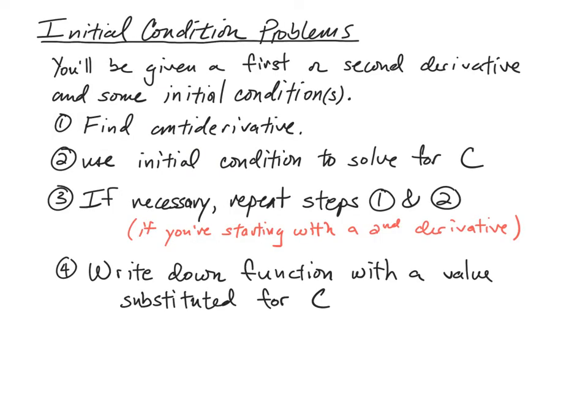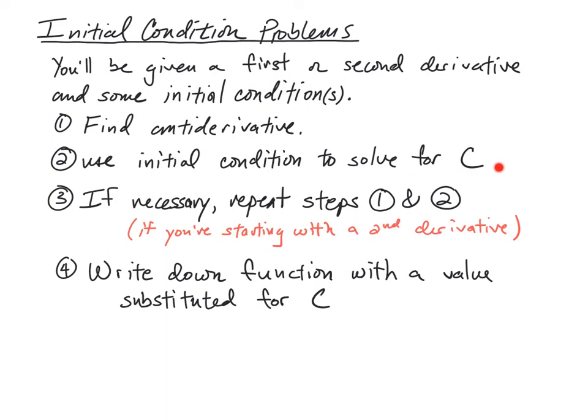As promised, initial condition problems. You'll be given a first or second derivative and some initial conditions. This is why we call them initial condition problems. Go figure. So the process for solving initial condition problems is basically you're given a derivative, a first derivative or a second derivative. In this case, let's just think about the first derivative, and you find the antiderivative. When you do that, you will end up getting the original function. Almost.